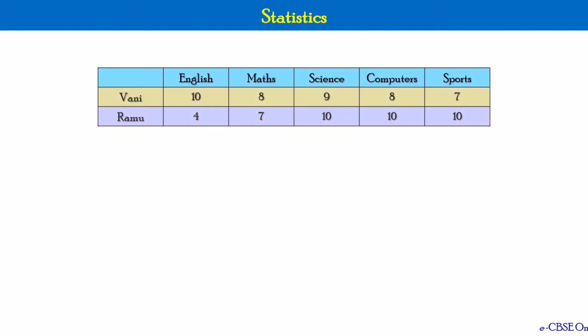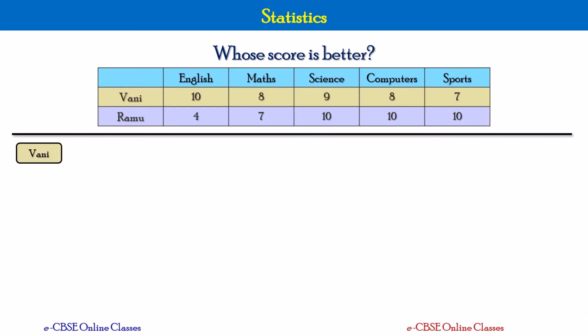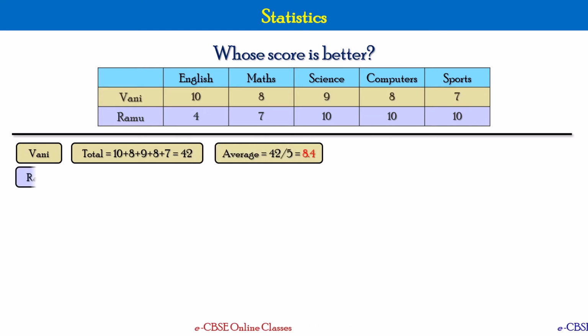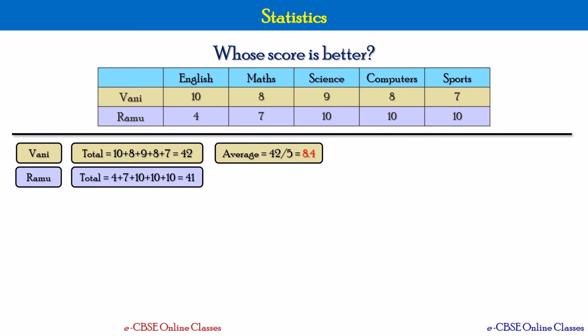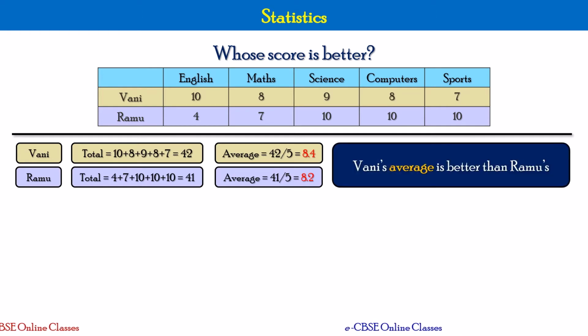Let me take a table of marks obtained by two students in 5 different subjects and let's ask ourselves a question. Whose score is better? So your immediate logical attempt may be to sum all these marks of each student and look who scored more. Correct? For Vani, the total is 10 plus 8 plus 9 plus 8 plus 7, that is 42. Average is 8.4. And for Ramu, it is 41 is the total and 8.2 is the average. So from the average point of view, Vani's average looks better than Ramu's.